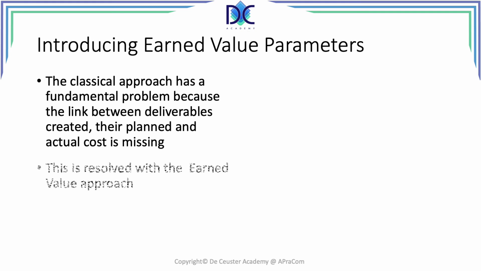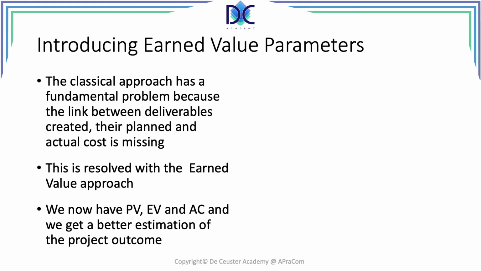The classical approach has a fundamental flaw because we're only looking at costs and we are not looking at the link between the cost and what we have produced. So earned value management introduces a parameter which is earned value. Earned value is in fact the value of the deliverables that I have created. And now we look at three parameters: the planned value, which is in fact the value on the S-curve that we planned, that we expect to find. The actual cost is the money we spent, but we also add there the value we created.